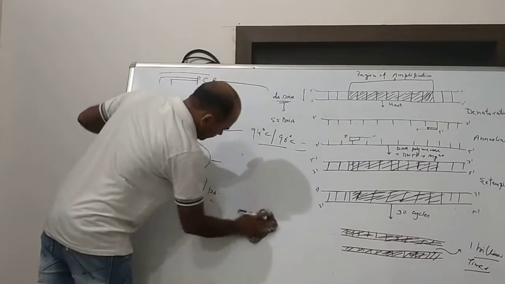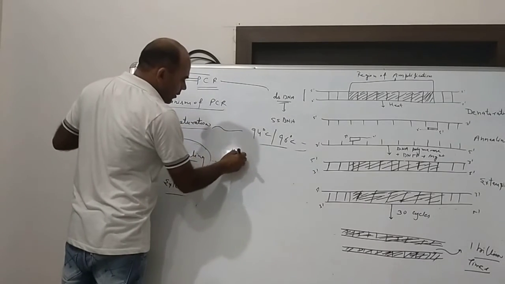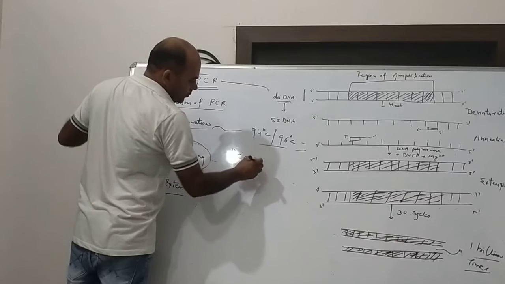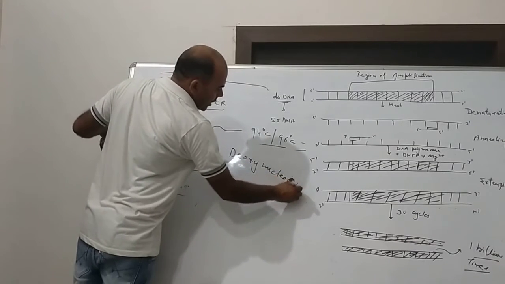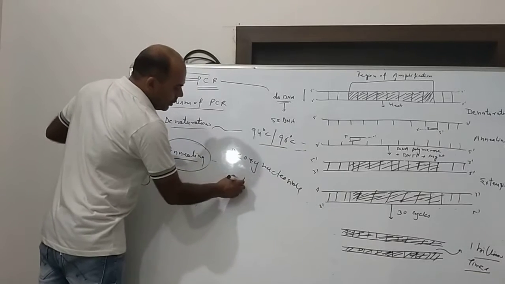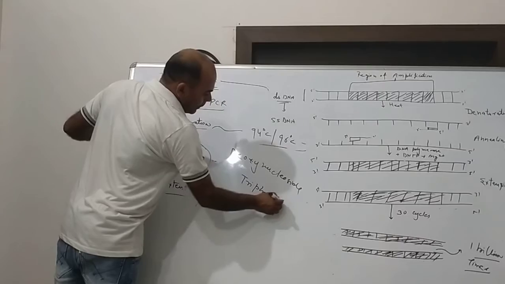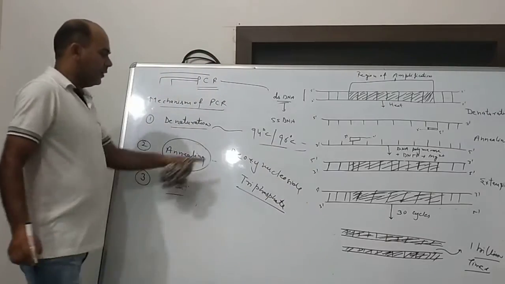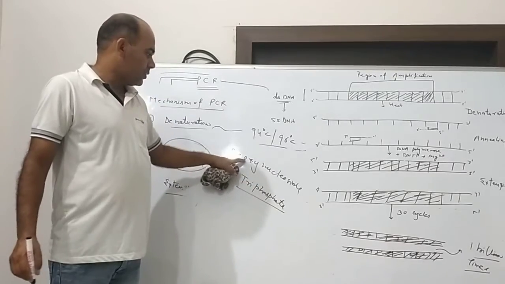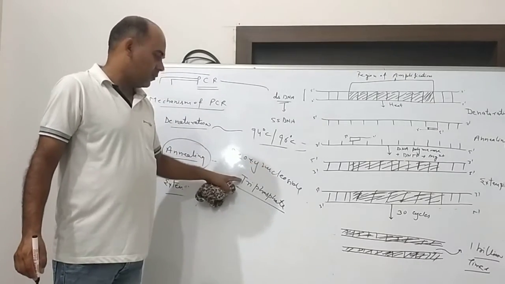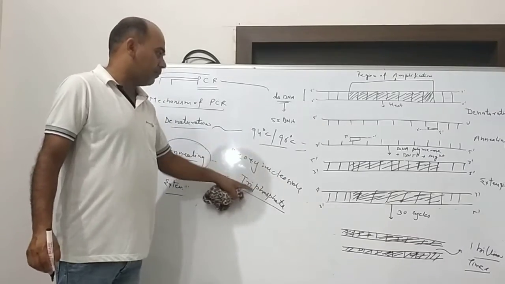Look here. D stands for deoxy, N for nucleoside, TP stands for triphosphate. So this is the full form of dNTP. Deoxynucleotide: T stands for tri, P indicates the phosphate. So dNTP.